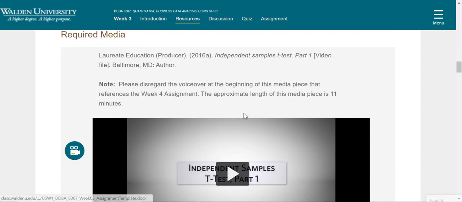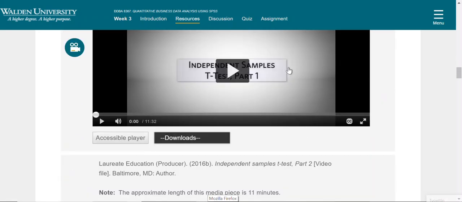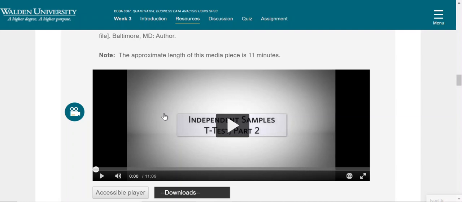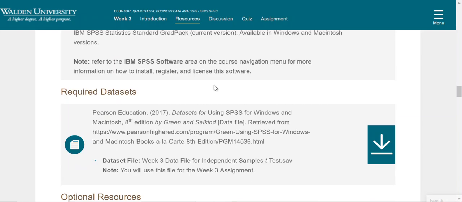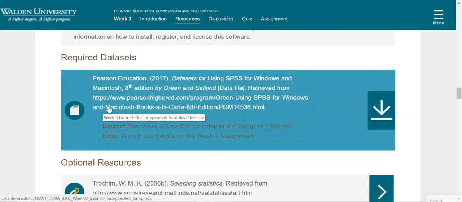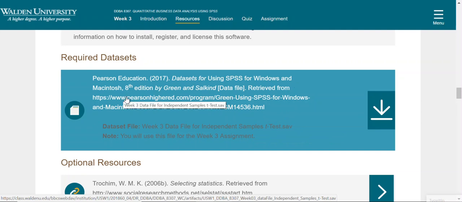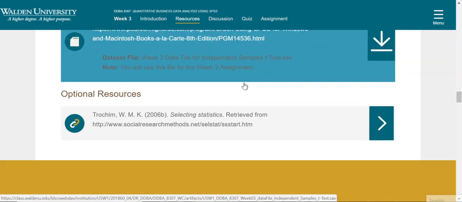Again, 2 videos this week. The first video is introducing you to t-test as well as walking you through the procedure. And the second one is helping you understand the results and the write-up, which is very important. Here's your required data set. Sometimes from week to week we get confused about which data set to use. This one's the one for this week.